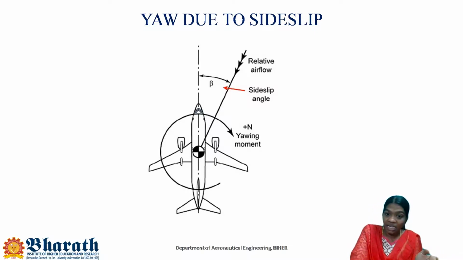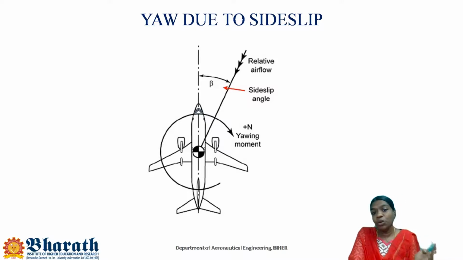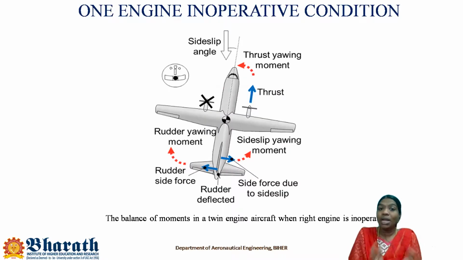So thereby creating a yawing moment in the clockwise direction. So this yawing moment tends the aircraft to come back to its original position. Okay, so this is yaw due to the side slip. And now, one engine inoperative condition.